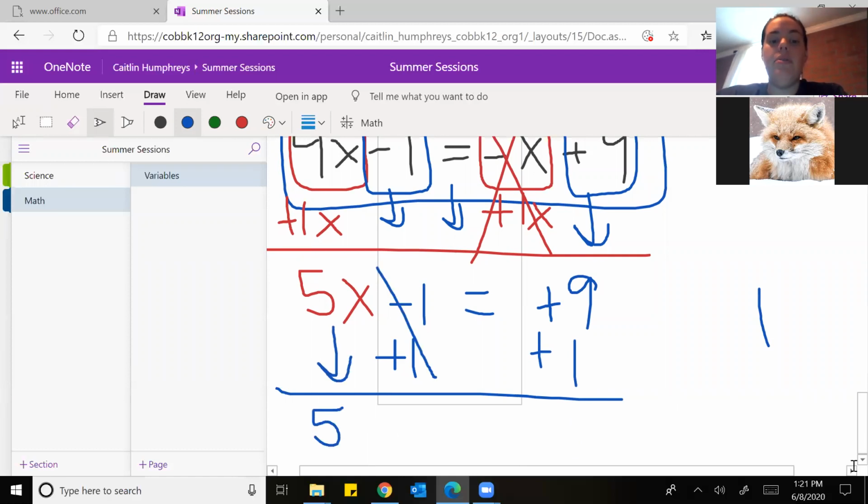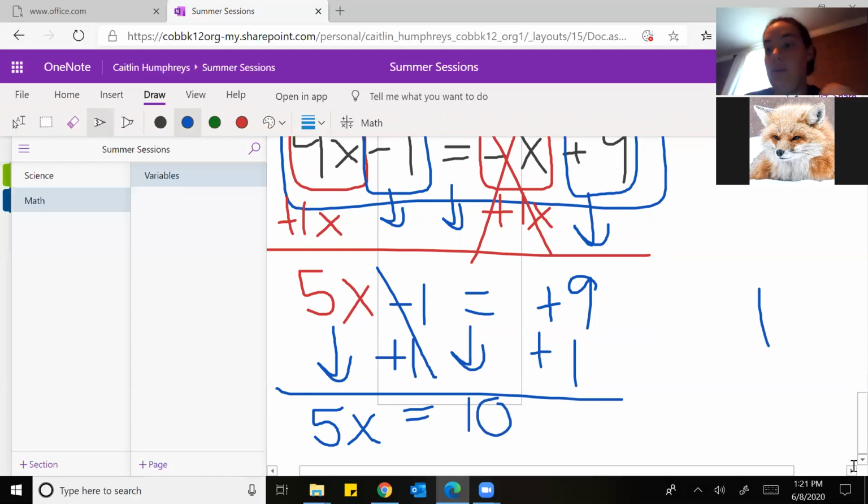Bring down the variables, bring down our equals. 9 plus 1 is 10. You are not done. 5x does not equal 10. I don't want to know what 5x equals. I want to know what x equals. So remember, when two things are shoved up against each other, they are multiplication. Inverse of multiplication is division. Divide each side by 5.